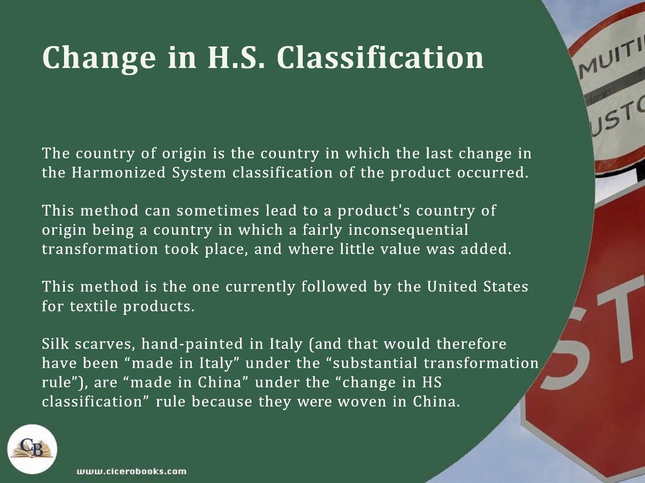Silk scarves hand-painted in Italy, which would therefore have been made in Italy under the substantial transformation rule, are made in China under the change in HS classification rule because they are woven in China. So basically, they will be made in China based on the US standard.